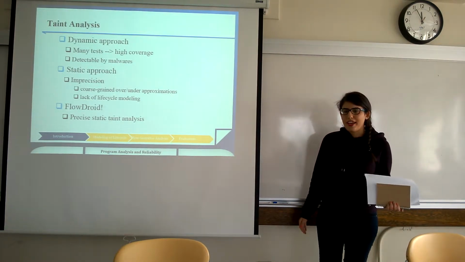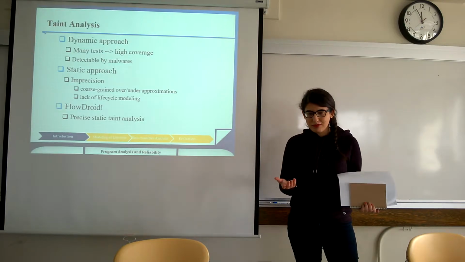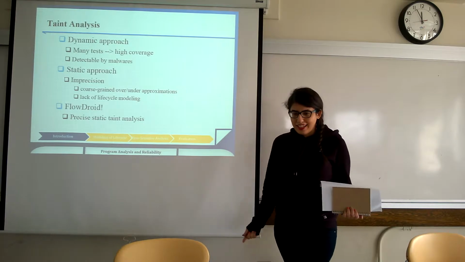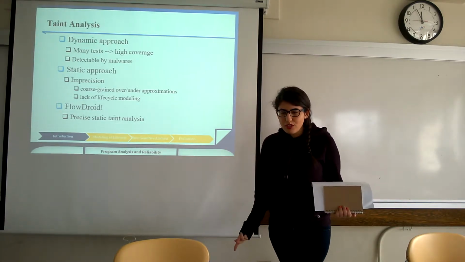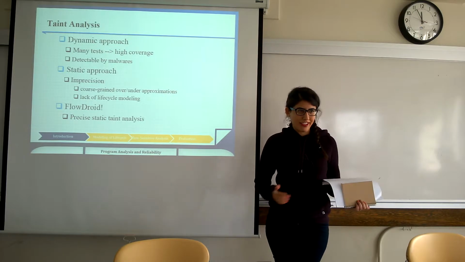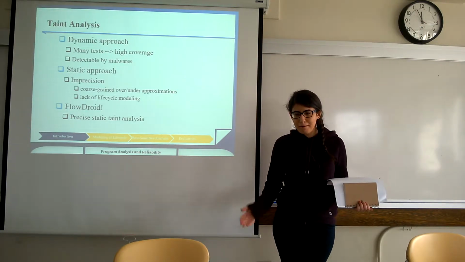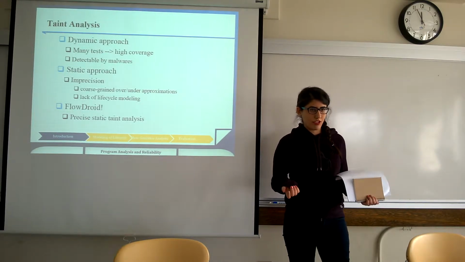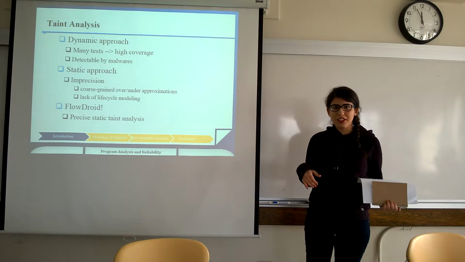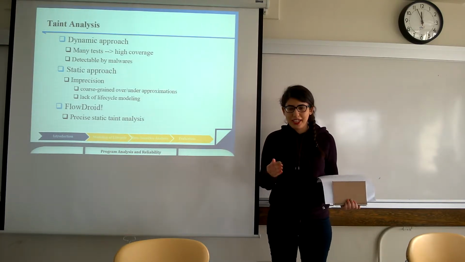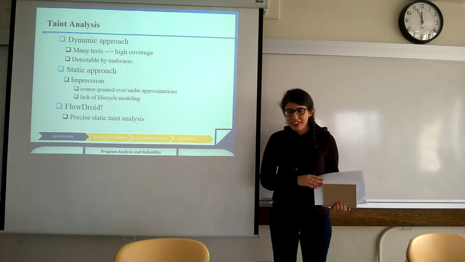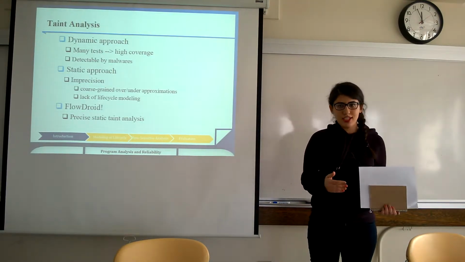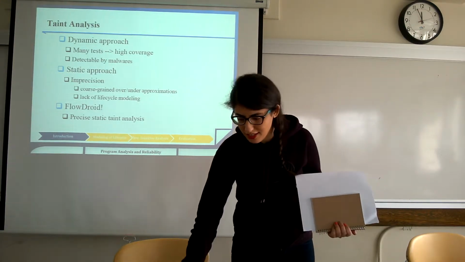And also we have static approaches, which, as we know, will lead to imprecision. They were mostly coarse-grained over and under approximations, and also the previous work lacked life cycle modeling, which is important in Android applications. So they came up with this tool called FlowDroid, and it tries to do the static analysis precisely, which we'll see what techniques they use to achieve that.